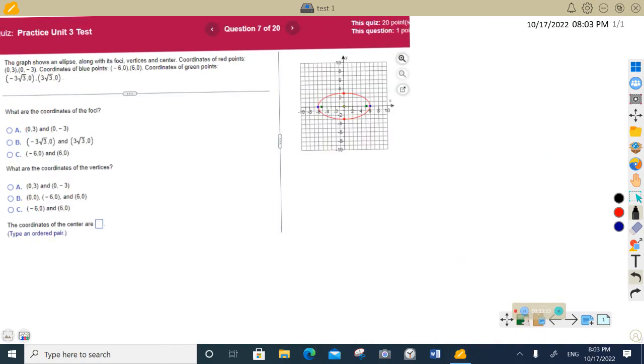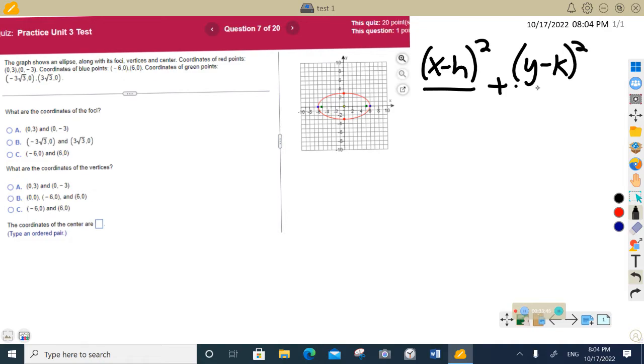Okay, question number 7 deals with an ellipse. Some people might call that an oval, but if you've been educated, that is an ellipse. Now, the standard form for an equation of an ellipse is (x minus h) squared over something plus (y minus k) squared over something equals 1. That's an equals to.